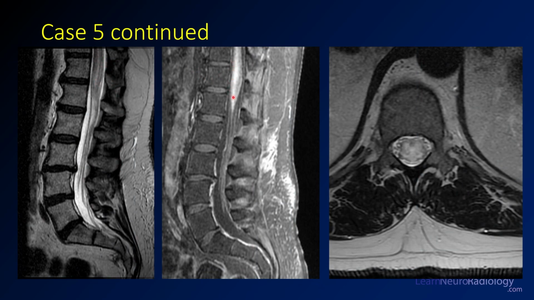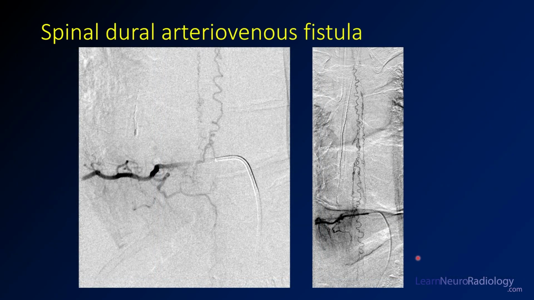On these images, you see that the conus itself is actually enhancing much more avidly. So you actually see some enhancement of the conus there. The conus itself on T2 axial images is very expanded, T2 hyperintense centrally. This is the classic appearance of a spinal AV fistula and the classic clinical presentation in an older gentleman.